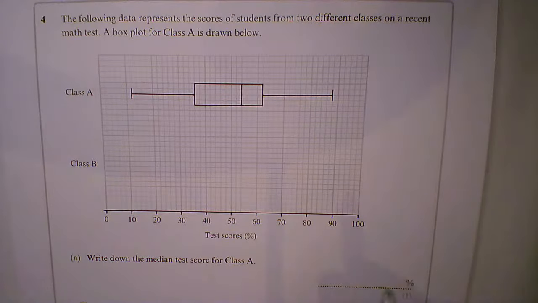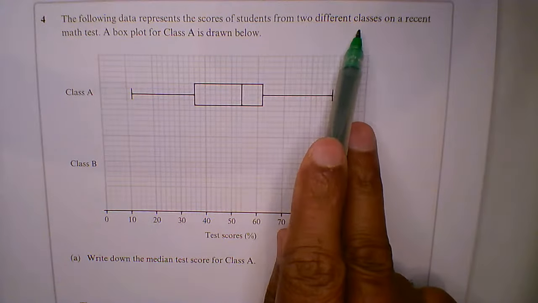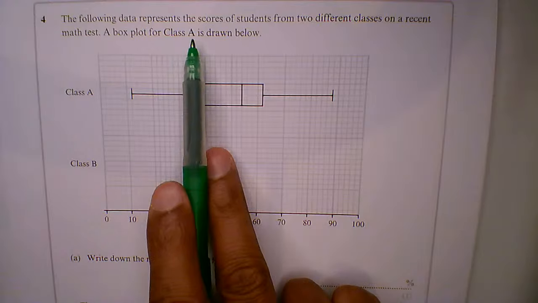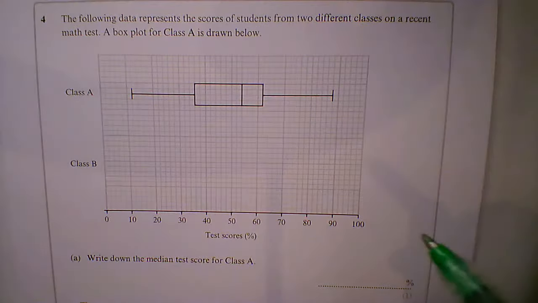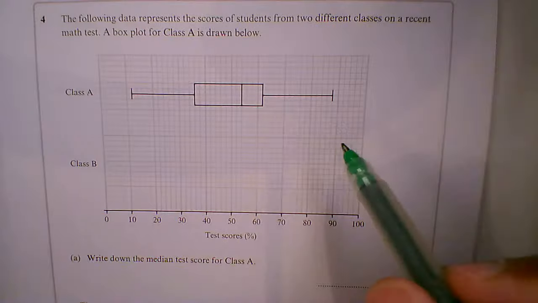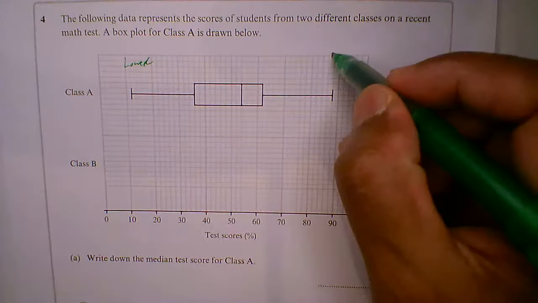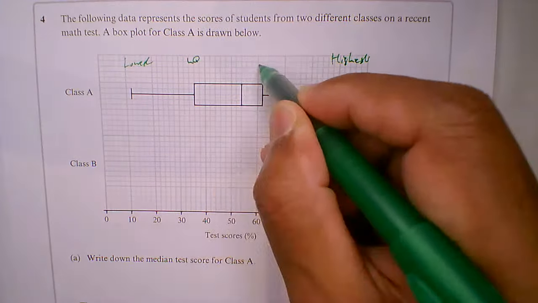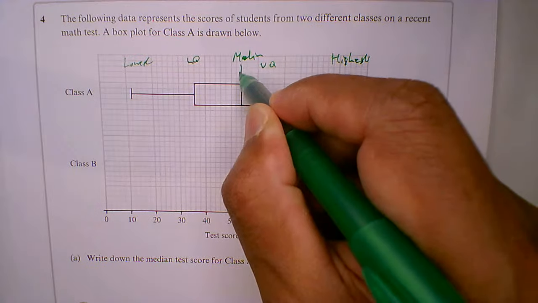Question 4. The following data represents the scores of students from 2 different classes on a recent math test. A box plot for class A is drawn below. So we've got this. Now let's remember what we have in a box plot. We have our lowest value here, our highest value here. This is our lower quartile, median, and upper quartile.